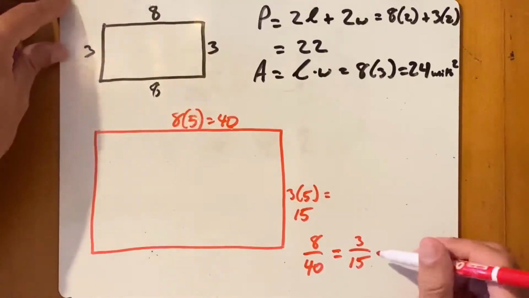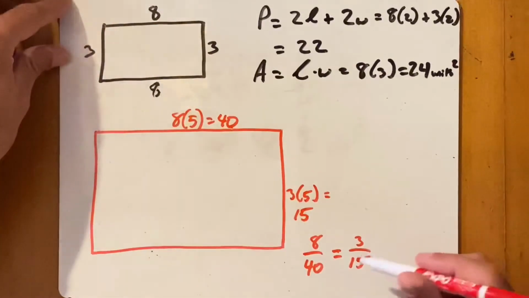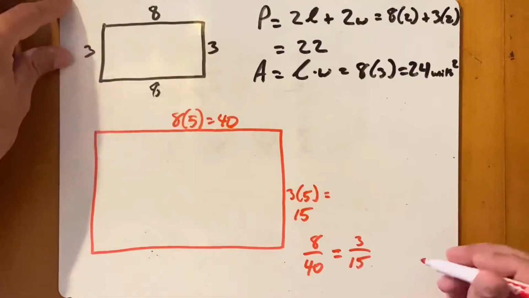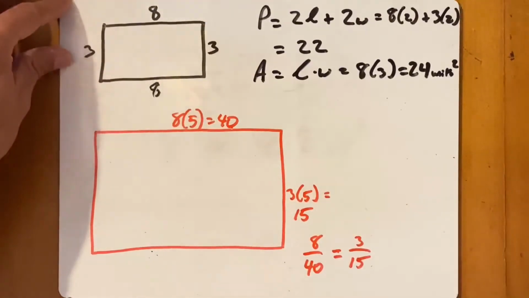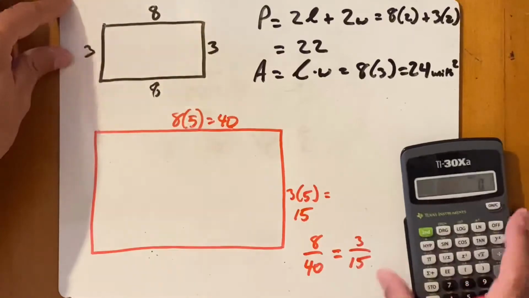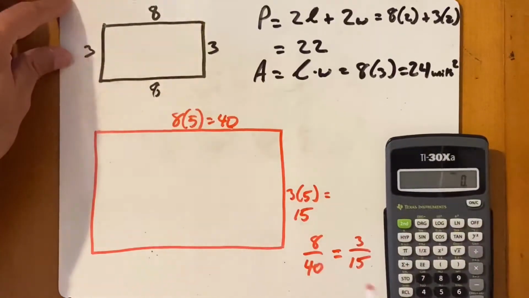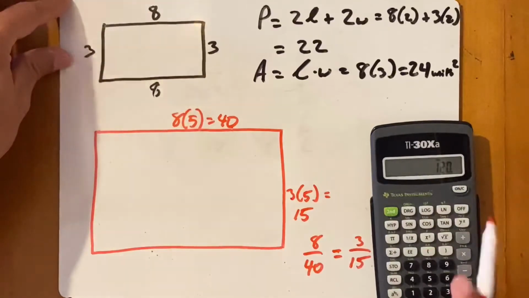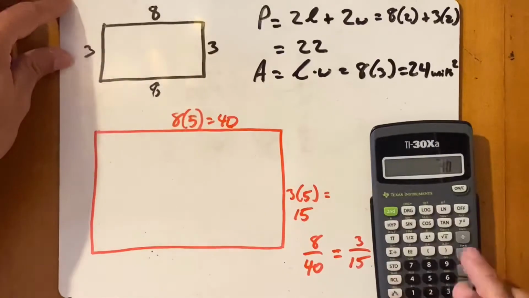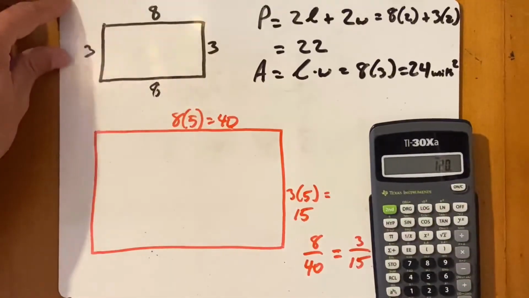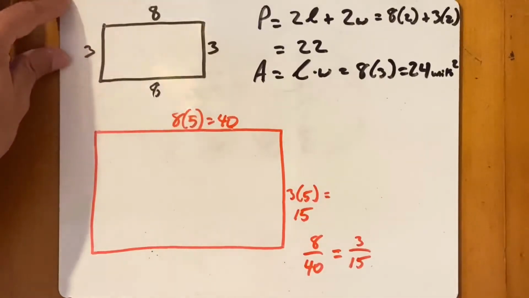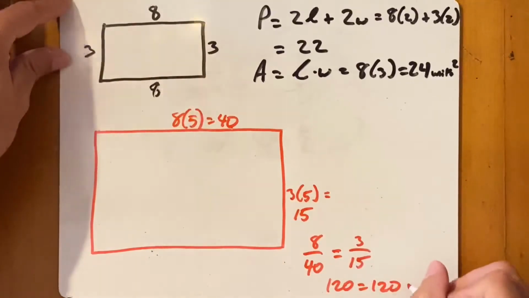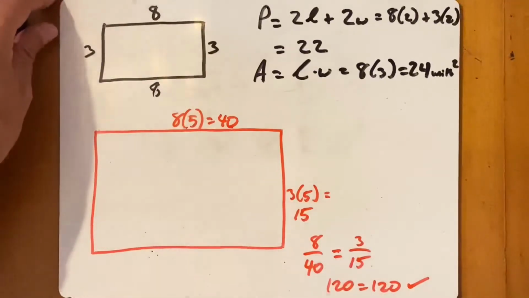Remember for a proportion, we're going to cross multiply and then make sure that they equal the same. If we cross multiply here and we do 8 times 15, we get a total of 120. Then we multiply 40 times 3. As you can already see, that's also going to equal 120. So that means that yes, they are in proportion.